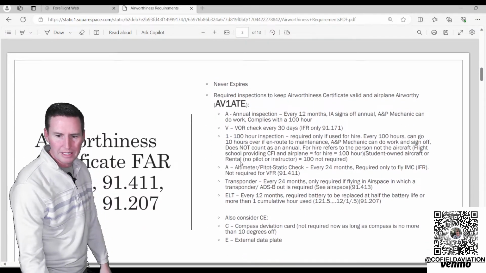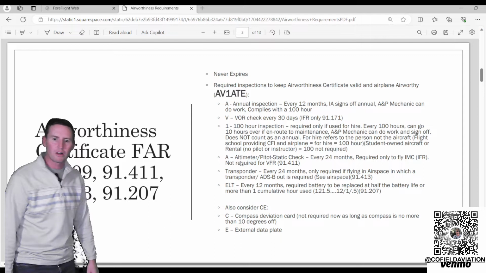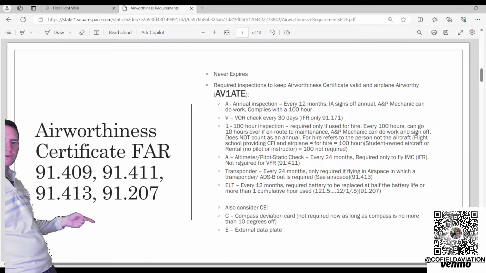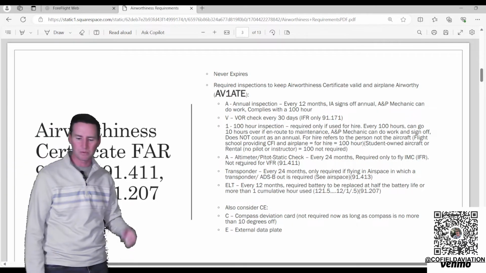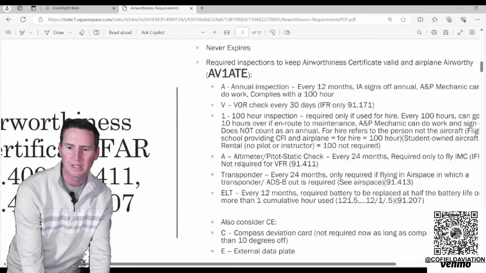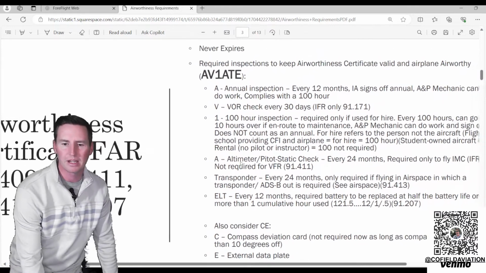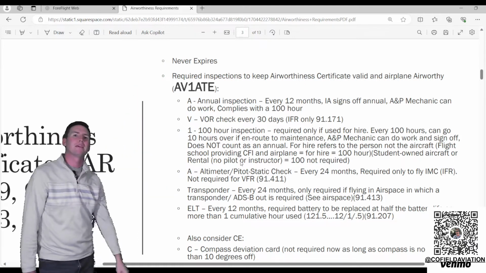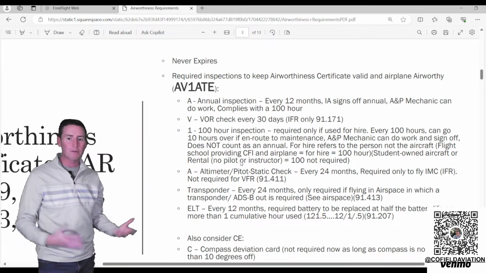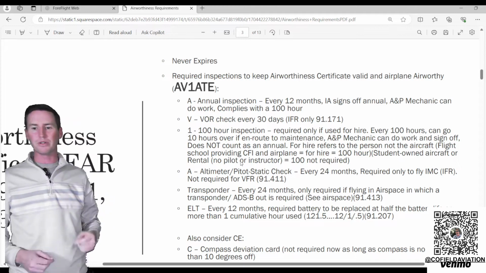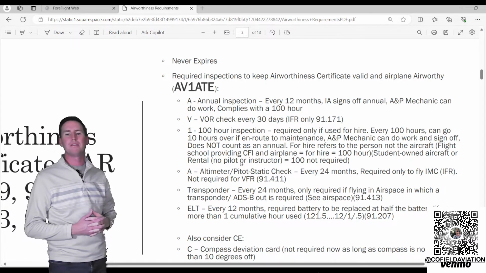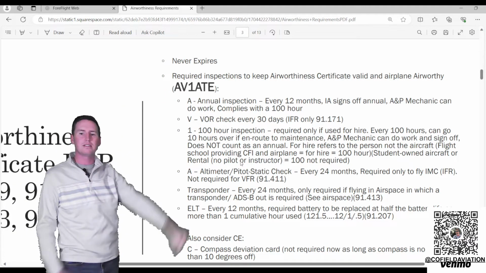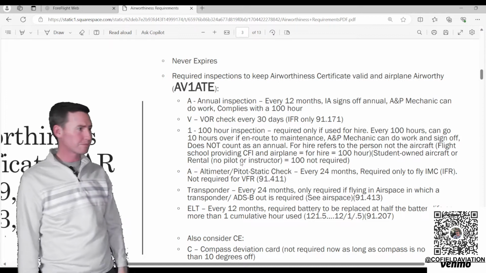All right, so let's break down this airworthiness certificate. All of these regulations are found in 91.9, 91.203, 91.409, 91.417, and 91.207. Now, the cool thing about the airworthiness certificate, just like your private pilot certificate, is it never expires. Now, there are required inspections that we have to do to keep that airworthiness certificate valid and thus the airplane airworthy. AV8 is the best way to remember this.